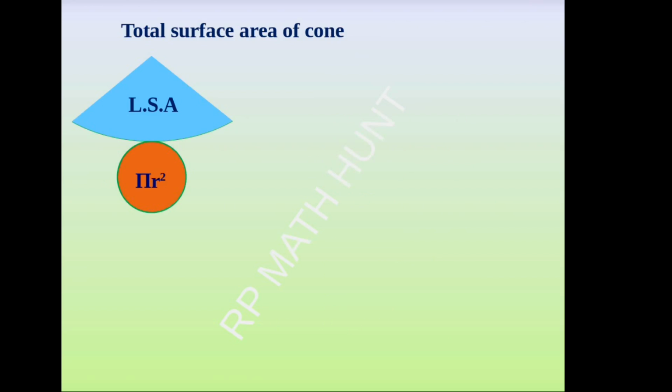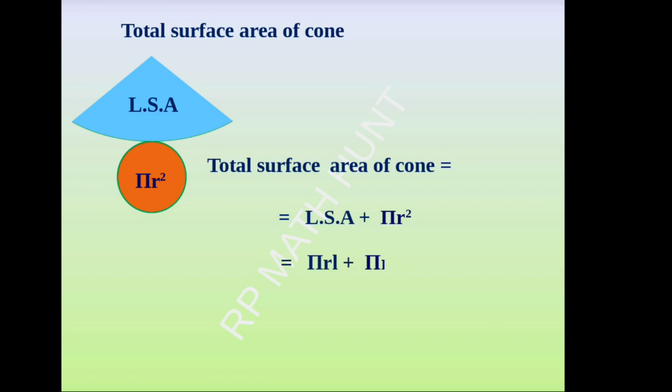Total surface area of a cone is equal to LSA plus pi r square. That is pi r l plus pi r square. And here in these two terms pi r is common. Pi r is taken common, pi r into r plus l square units.